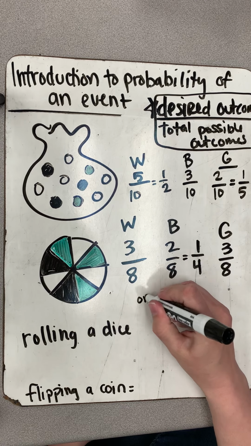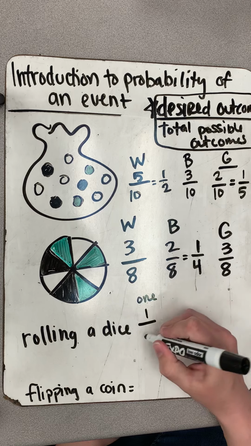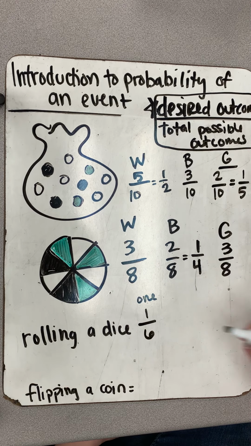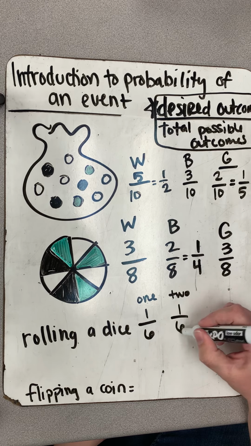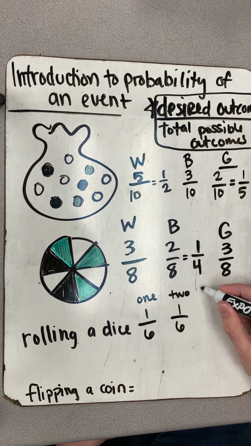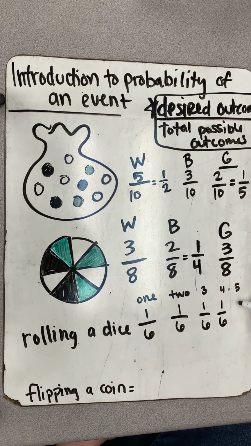So let's say I want to roll the number 1. Well, on a dice, there's one number 1 out of 6 numbers. So let's say I want to roll the number 2. Well, there's one number 2 out of 6 numbers. What about a number 3? Well, there's one number 3 out of 6 numbers. 4, there's one number 4 out of 6 numbers. If I want to roll a 5, there's one number 5 out of 6 numbers. If I want to roll a 6, there's only one number 6 out of 6 numbers. So each of them has the same chance, or the same probability, of being rolled.